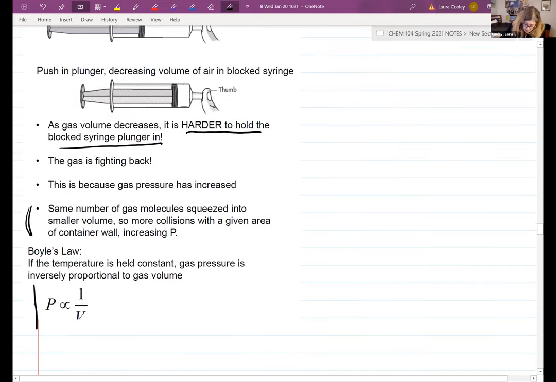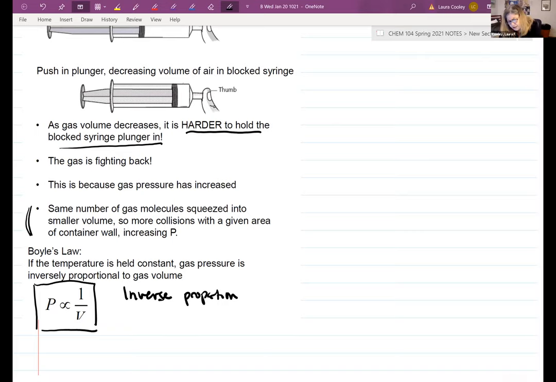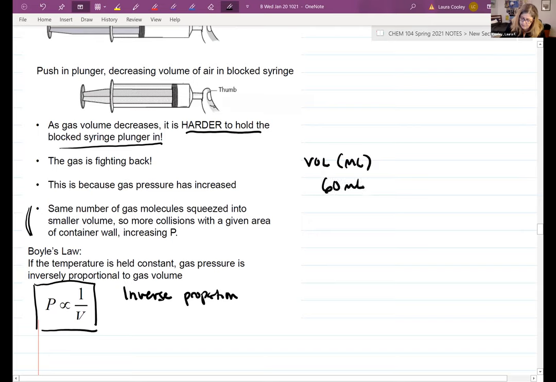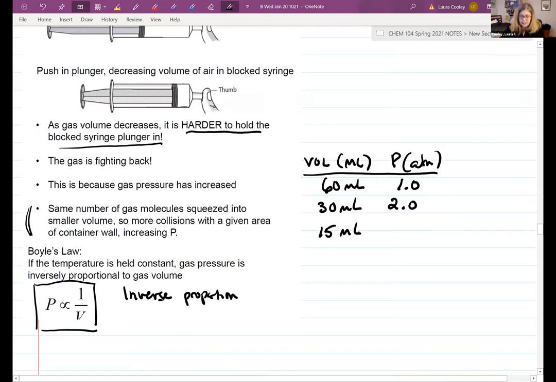But anyway, Boyle's law says that the pressure is proportional to 1 over the volume, okay? So this is basically an inverse proportionality. And I'm going to show you, my syringe here is about 60 milliliters. So if I open up the valve and I start out at 60 milliliters, it's just sitting there. The pressure there is really 1 atmosphere. So I can come up with some data here, with the volume in milliliters and the pressure in atmospheres. It would be 1 atmosphere. And then if I push it down to 30 milliliters, if I measured it, the pressure would be about 2 atmospheres, which is twice as hard, okay? Now, if I pushed it down to 15 milliliters, it's really hard, the pressure goes up to 4 atmospheres.